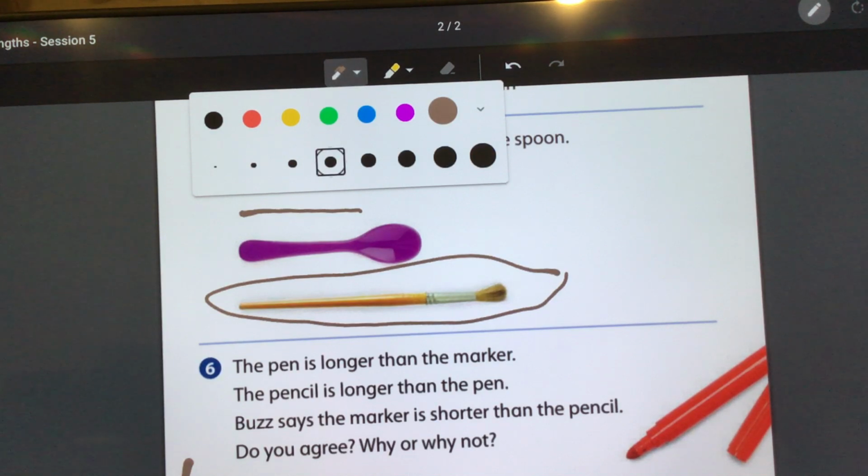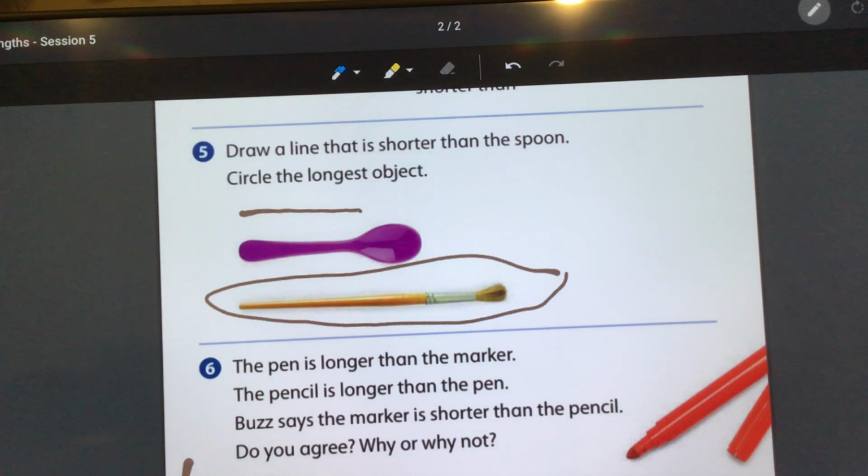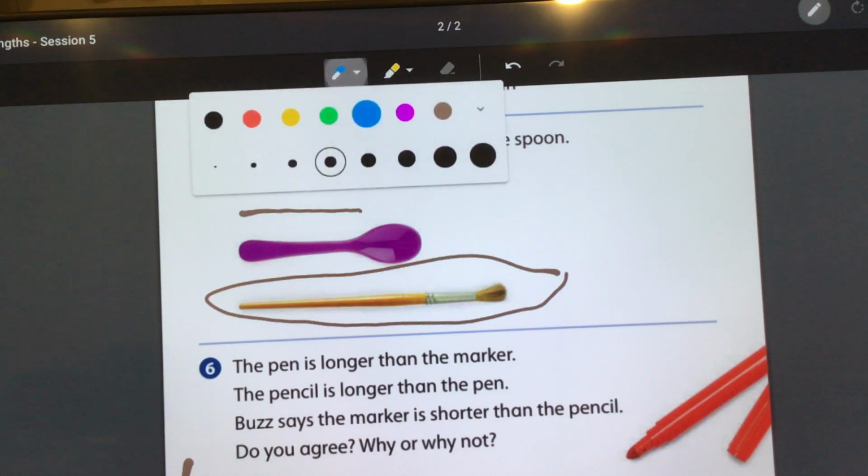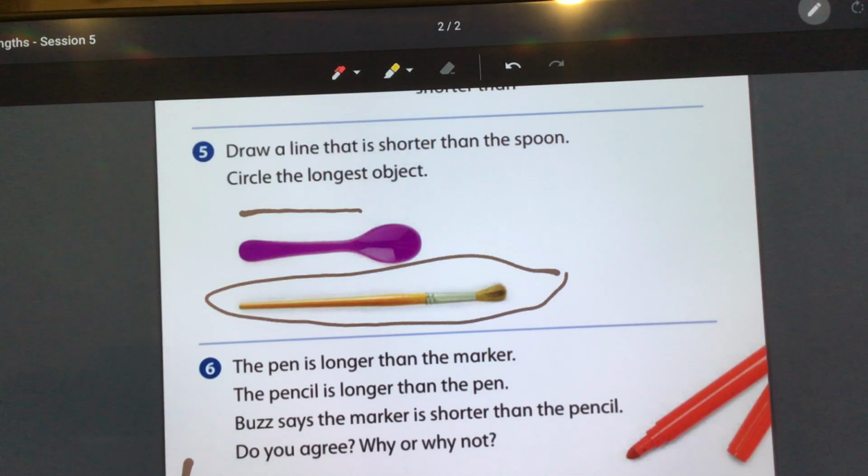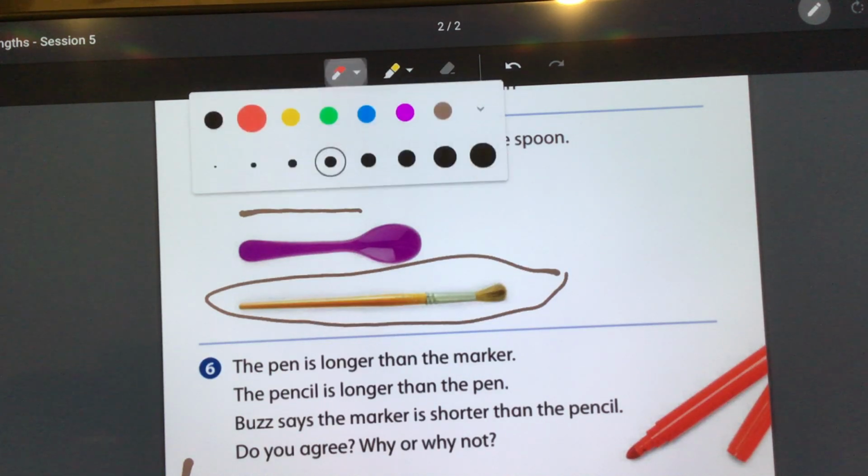Okay, let's see, it says the pen is longer than the marker. I'm going to use blue for my pen. So here's my pen, and it is longer than the marker. I'm going to use red for my marker. So the pen is longer than the marker. Okay, so blue is the pen and red is the marker. I'm going to use yellow for the pencil.